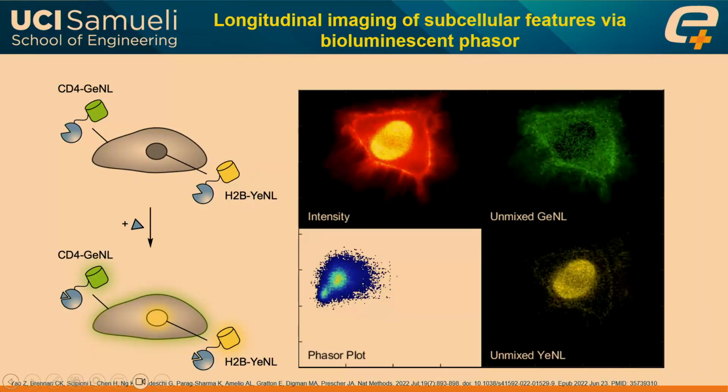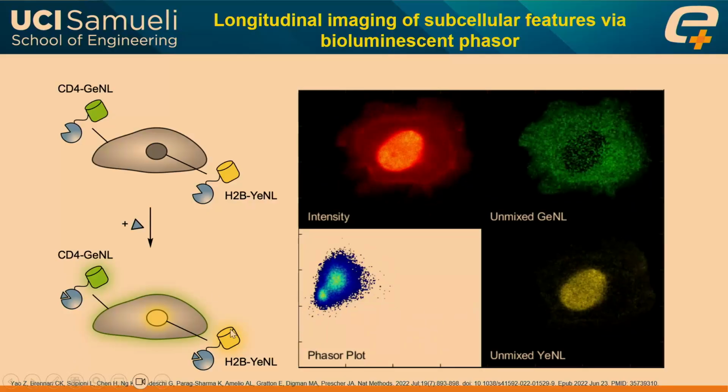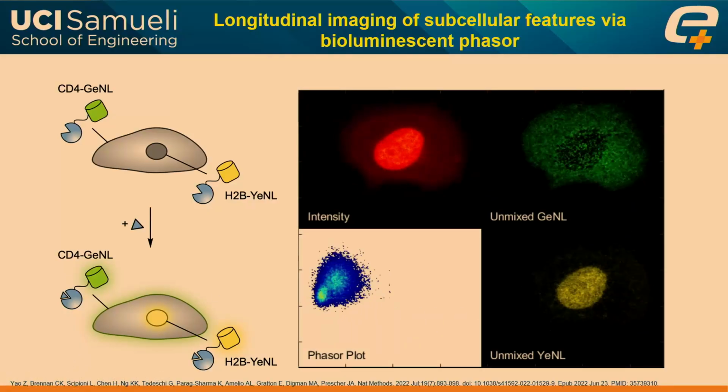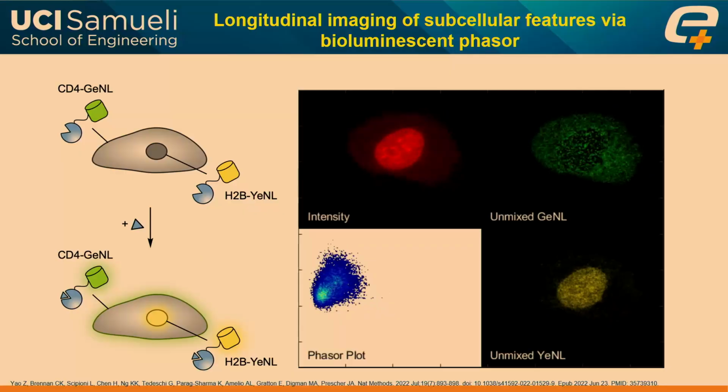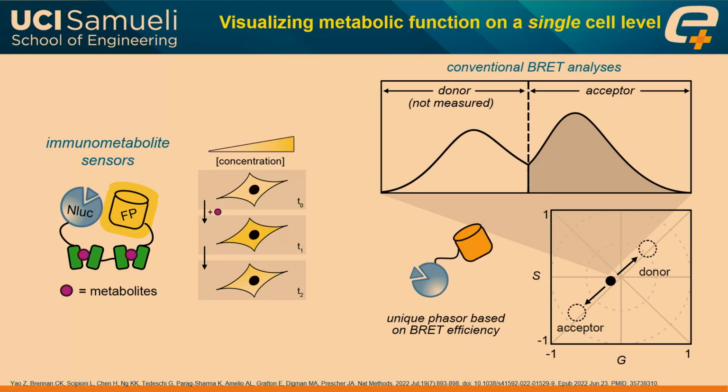So you can also do tracking of the cells, longitudinal tracking. These are two reporters, a nuclear reporter and a cytoplasmic reporter. And what's nice about this is that you can measure this over a very long period of time and separate out those emission spectra.